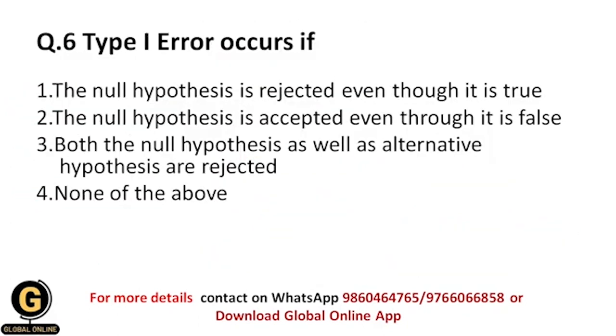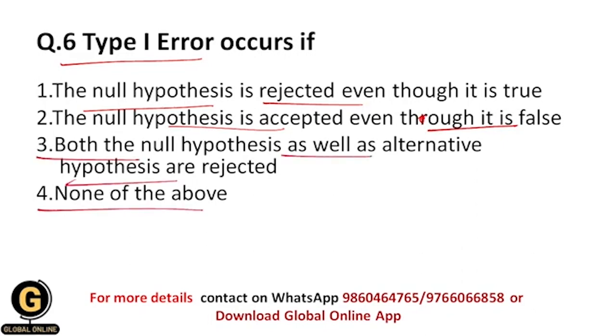Okay, now next is: type 1 error occurs if. Now this is the easiest question. Whenever, students, you understand exactly what type 1 error and type 2 error are, you won't fail to answer these questions correctly in your exam. All of you getting? So let us see the different options. The null hypothesis is rejected even though it is true. The null hypothesis is accepted even though it is false. Both the null hypothesis as well as the alternative hypothesis are rejected. None of the above. So your correct answer should obviously be 1.